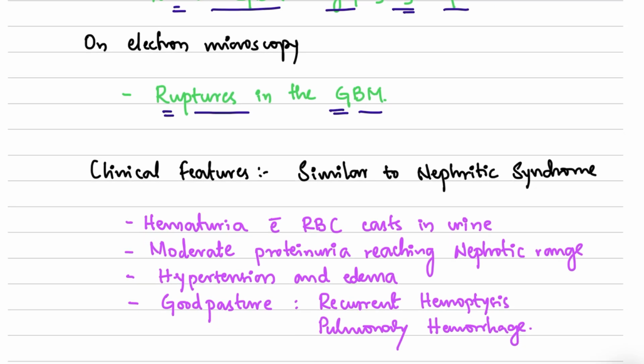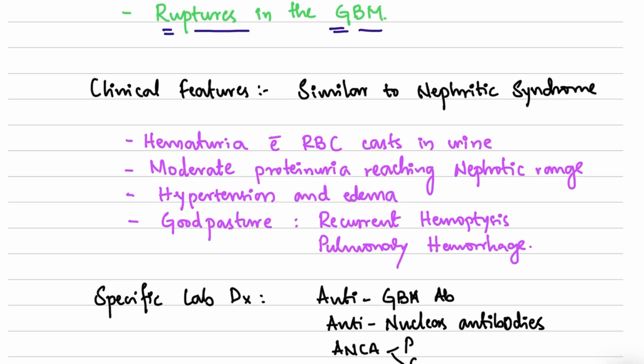Now, the common clinical features of RPGN, that is rapidly progressive glomerulonephritis. It is similar to nephritic syndrome. The patient suffers from hematuria with RBC casts in the urine. There is moderate proteinuria, sometimes reaching nephrotic range, and there is also hypertension as well as edema. If the patient has pulmonary involvement, we call it Goodpasture syndrome, where the patient suffers from recurrent hemoptysis as well as recurrent pulmonary hemorrhages.